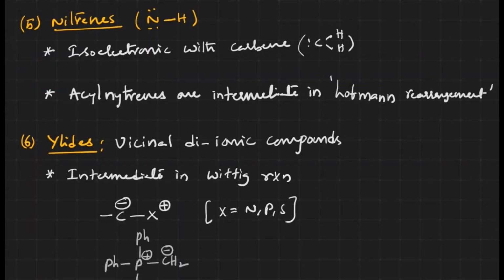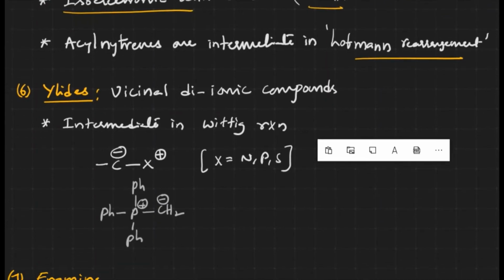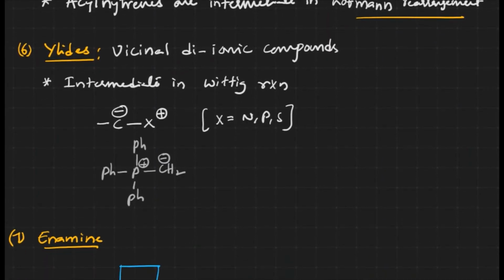Now let us discuss nitrenes, right? Nitrenes are nothing but nitrogen with two lone pairs of electrons and one bond pair. Altogether 6 electrons are there, and carbenes also have 6 electrons. That's why these are isoelectronic with carbenes. Acyl nitrene is an intermediate in the Hofmann rearrangement reaction. This is about nitrenes.